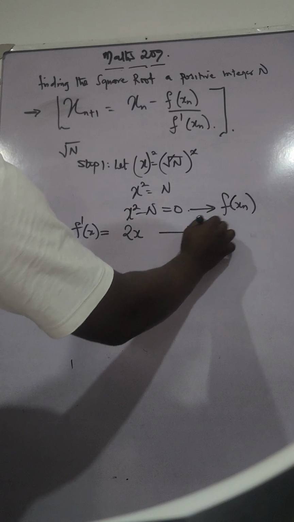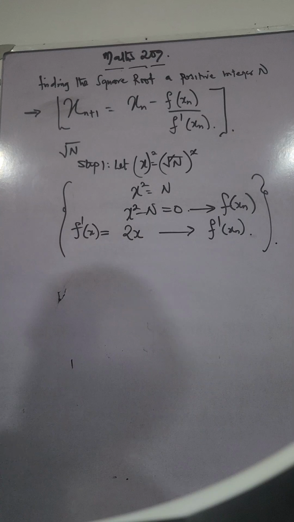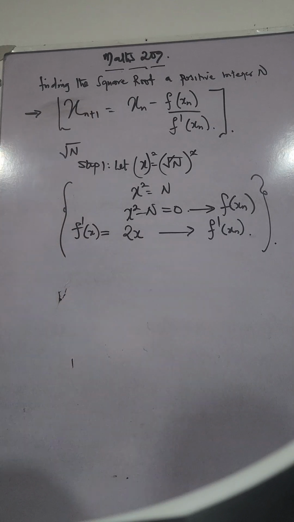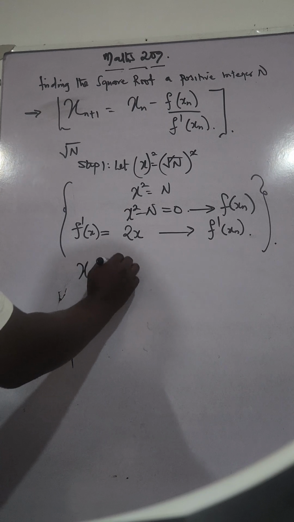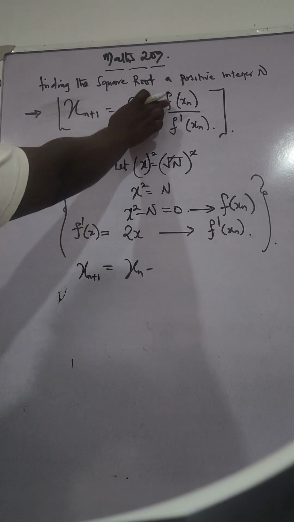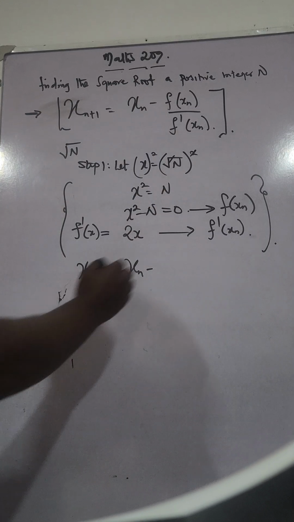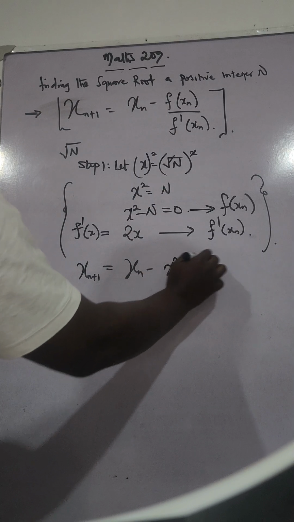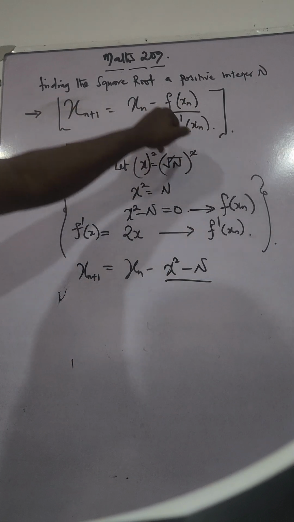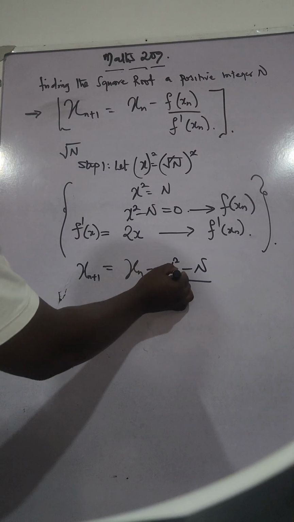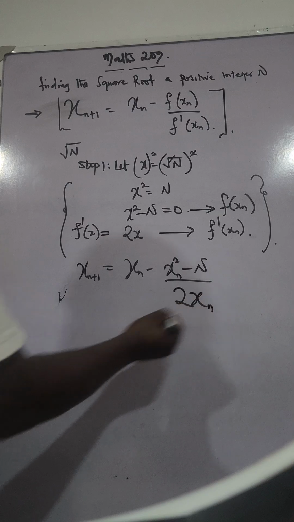Okay, now this guy is called f of x n, and this guy is called f prime of x n. So let's substitute these things back into the equation. If you substitute them back, you're going to have x n plus 1 is equal to x n minus, and you're not going to be writing f of x n again. What you will be writing is this equation: x squared minus n over 2x. Now, because everything is carrying the subscript n, anytime we see x, let's just put x n.